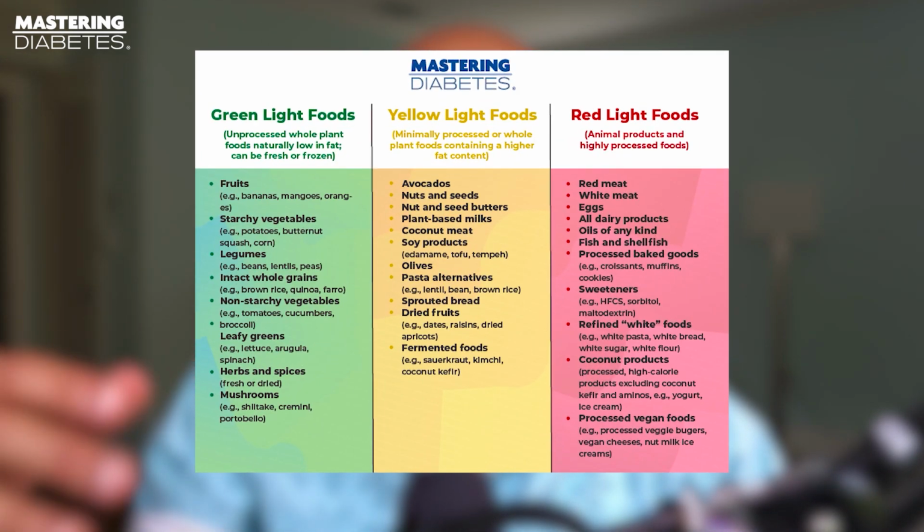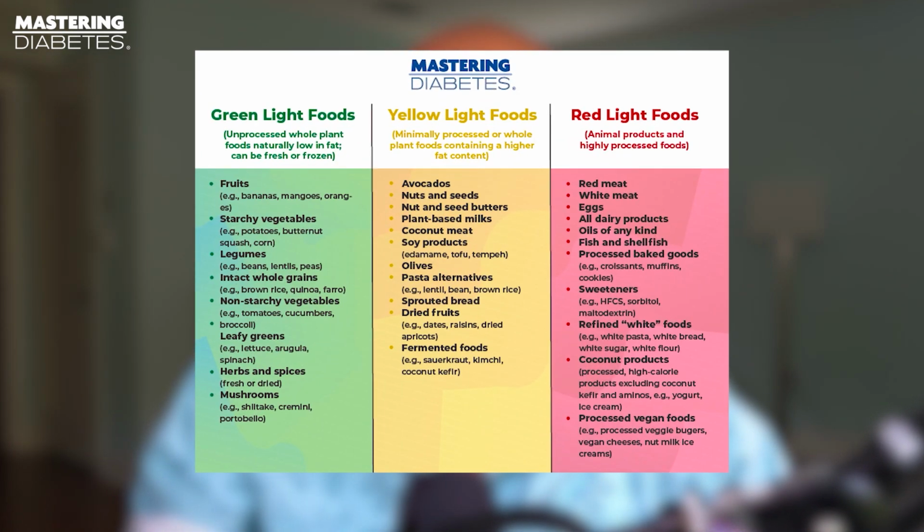Now, if you're familiar with the Mastering Diabetes method, you'll know that all oils are listed in the red light category, meaning that we suggest that you minimize or preferably completely eliminate all oils from your diet in order to maximize your insulin sensitivity. You can click anywhere on the screen to review our traffic light guidelines, which will give you insight into the exact foods that we classify as green light, yellow light, and red light. However, let's understand that not all oils are created equal.